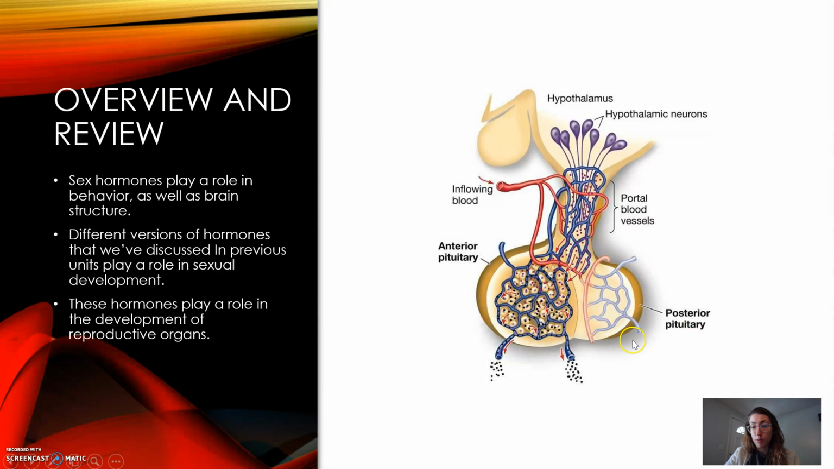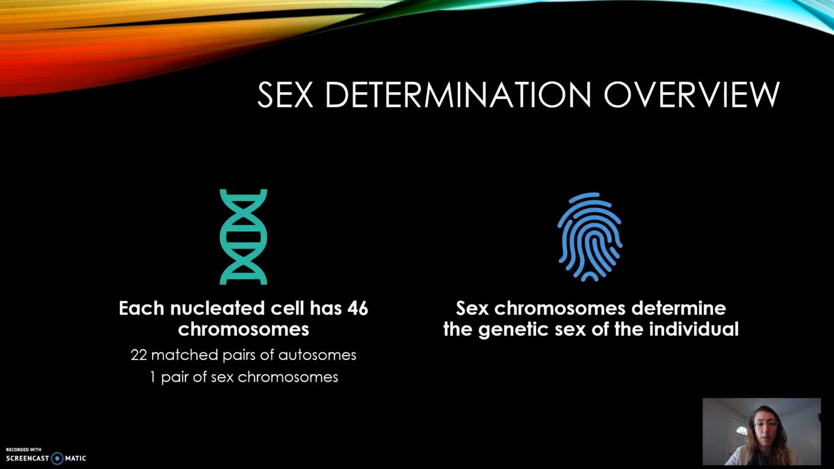In the posterior pituitary gland, the only reproductive hormone that we discussed was oxytocin or vasopressin, whichever you'd like to call it, which is used to begin or to stimulate labor, rather. So those are both important to keep in mind as we move forward to get ourselves to start thinking about different hormones in this body system.